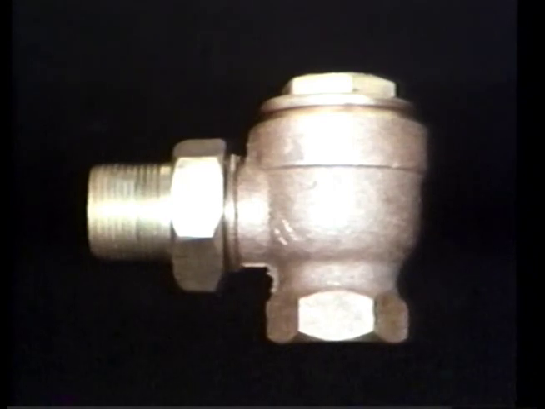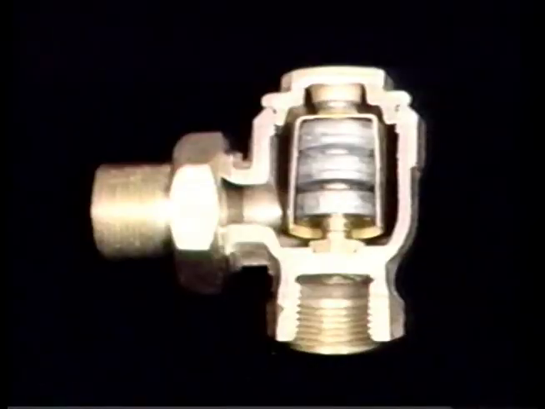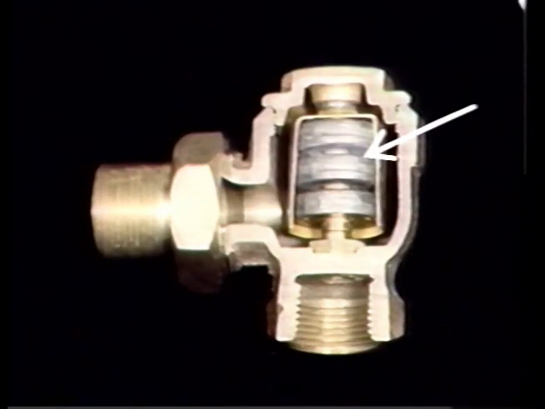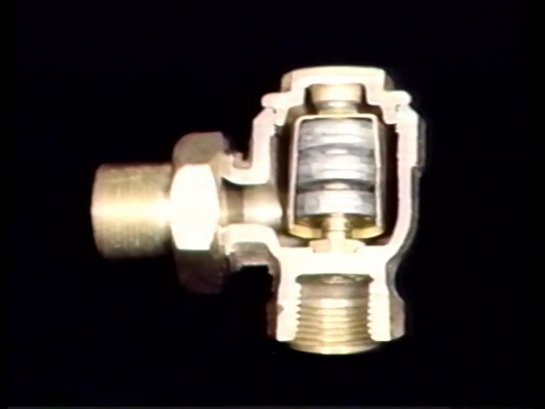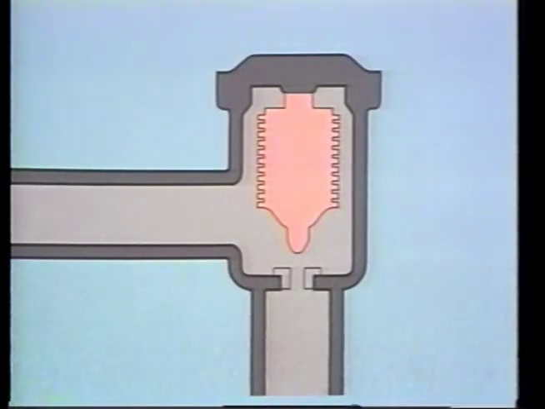The bellows trap is a thermostatic trap. That means it operates on a temperature difference between condensate and steam. From the outside, you can't tell very much about the trap. But in this cutaway, you can see the trap internals. The bellows is here. It's filled with a mixture of water and alcohol that boils at a fairly low temperature. At the bottom of the bellows is the valve that opens and closes the trap. This simplified drawing makes it easier to see how the trap operates.